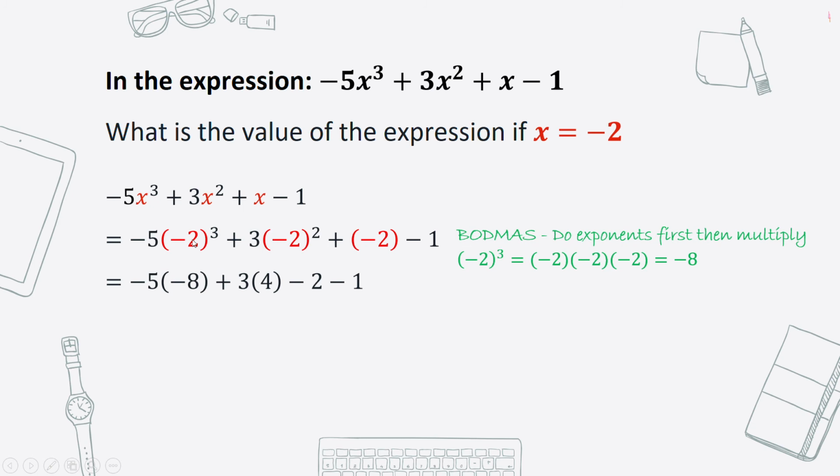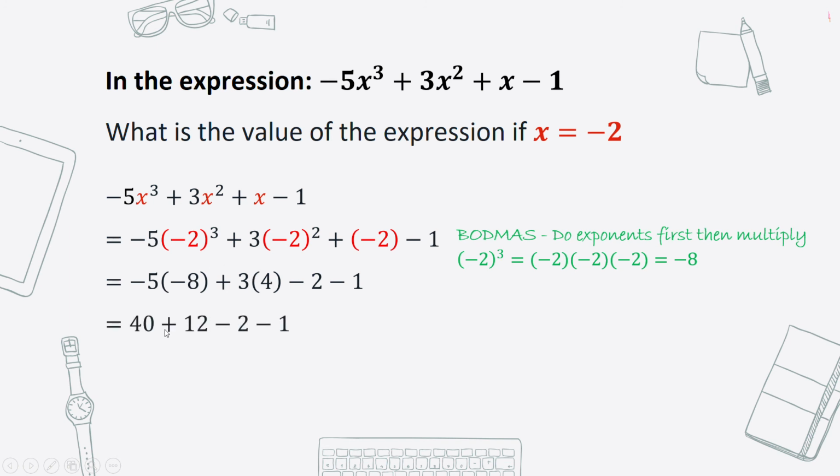So this is what I've got. Okay, so I've simplified that cube to become negative 8. I've simplified here, negative 2 squared is 4. And then over here I've simplified because I've said plus and minus. When I multiply a plus and a minus, I just get a negative, okay, and a minus. Alright, then I can start multiplying. So negative 5 times negative 8 is 40. 3 times 4 is 12.